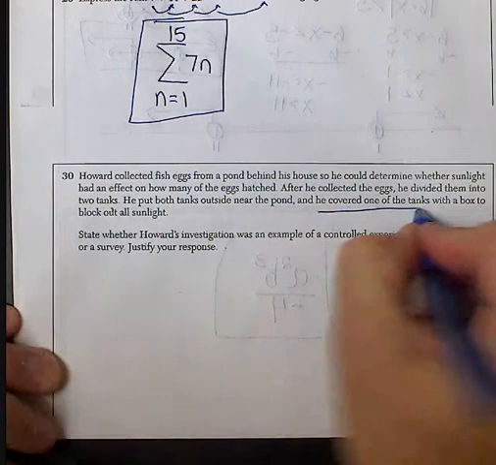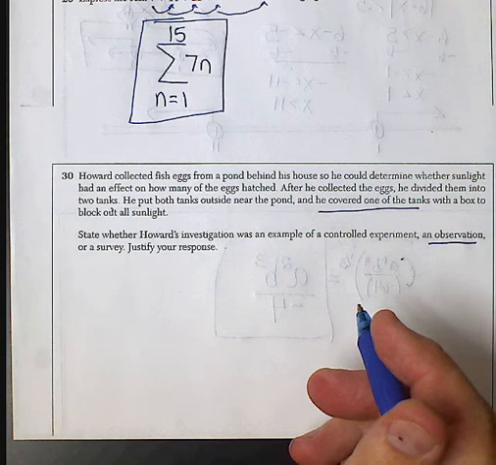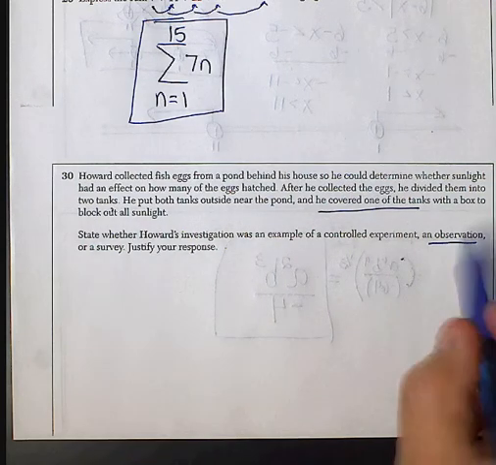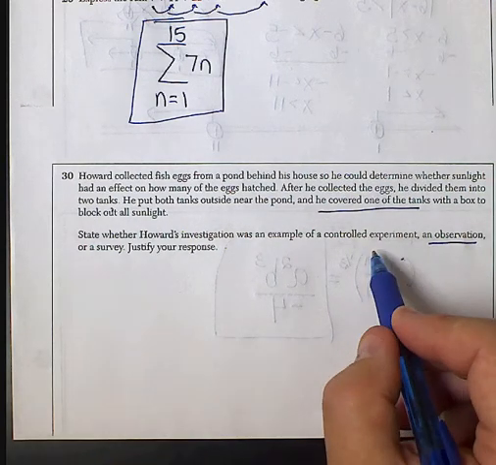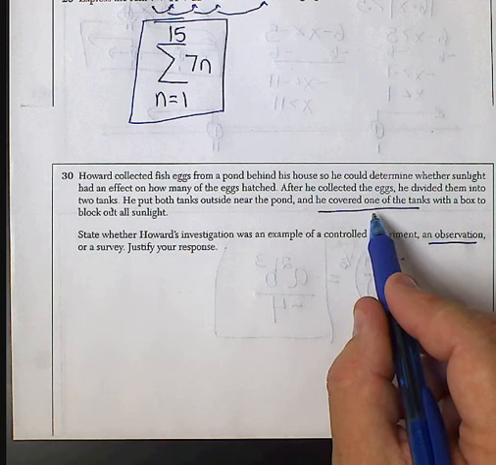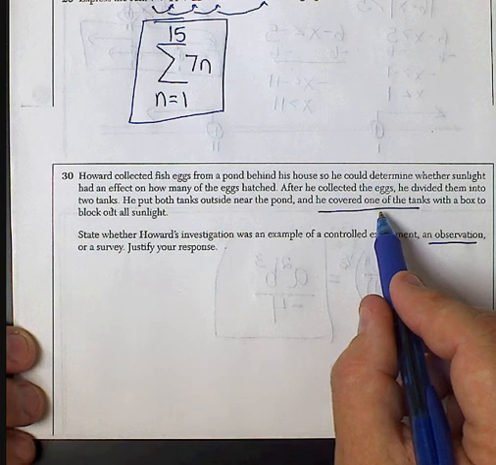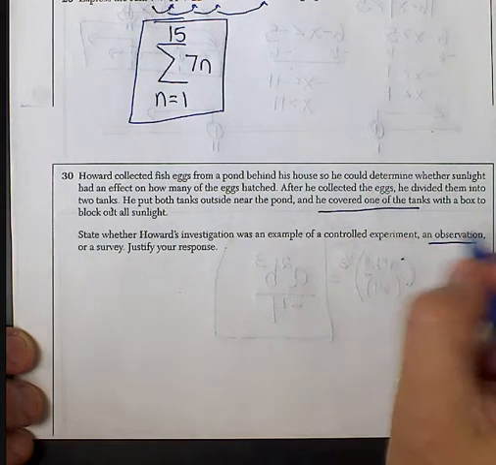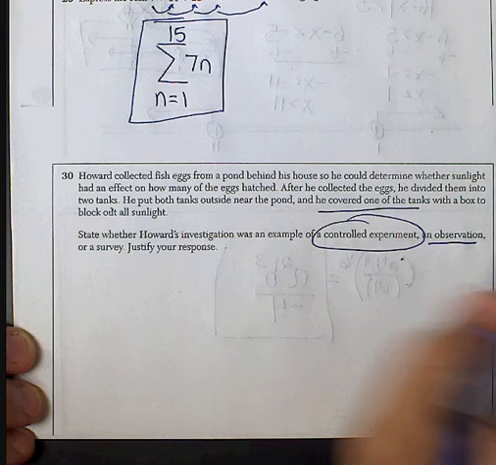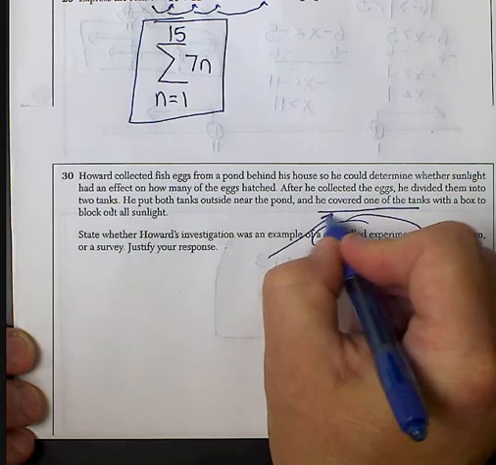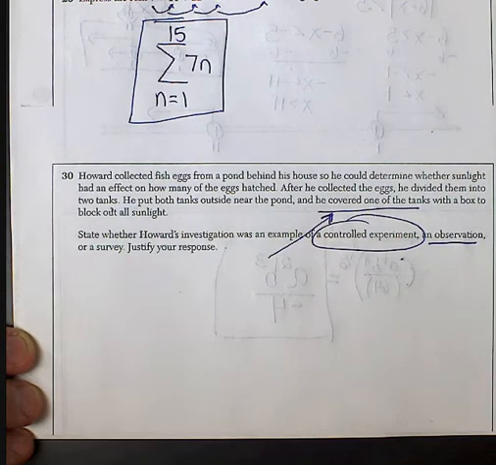Because he covered one of the tanks, he changed the problem from an observation to a controlled experiment. He's putting in a treatment, and the treatment he's putting in is just covering one of the tanks. So he's determining if that's going to have an effect. So it's going to be a controlled experiment, and the reason why is because he put in place a treatment for that experiment.